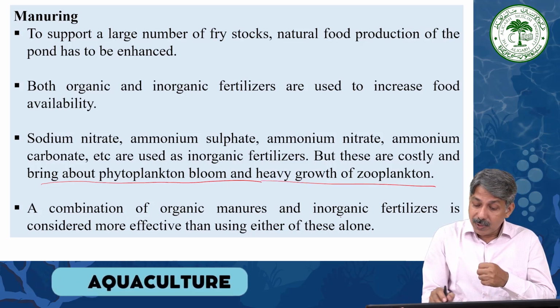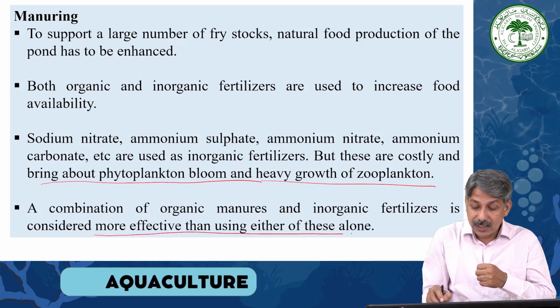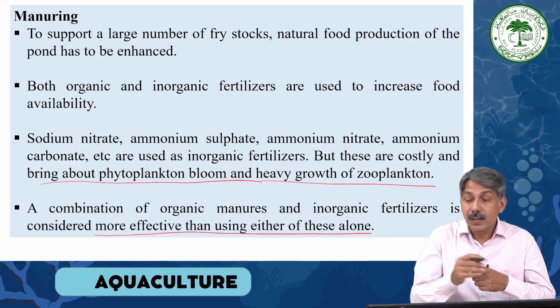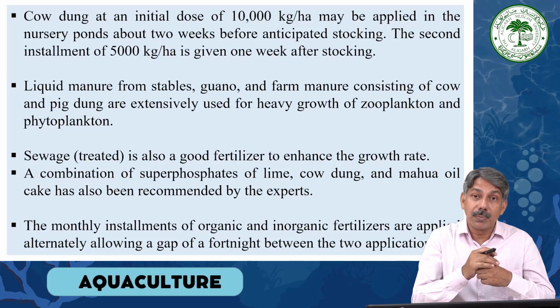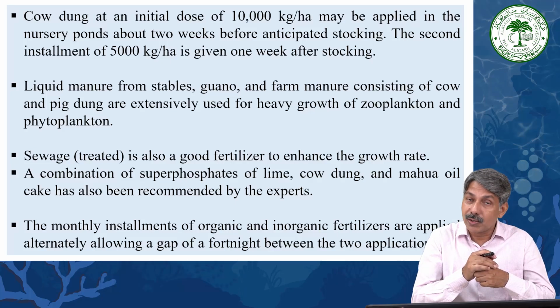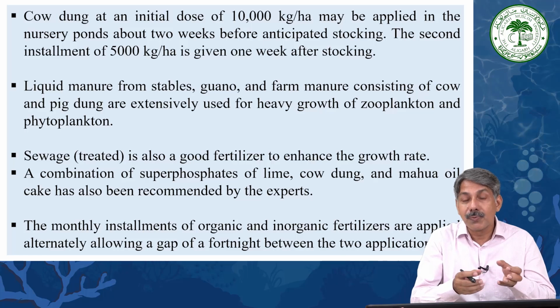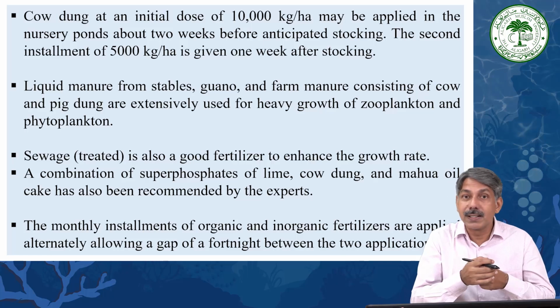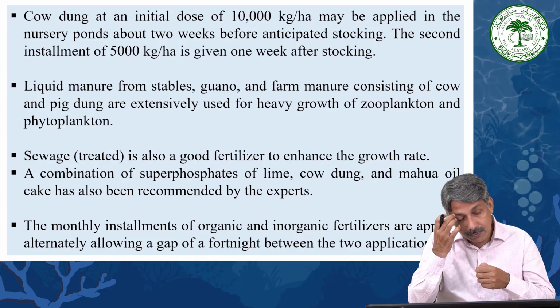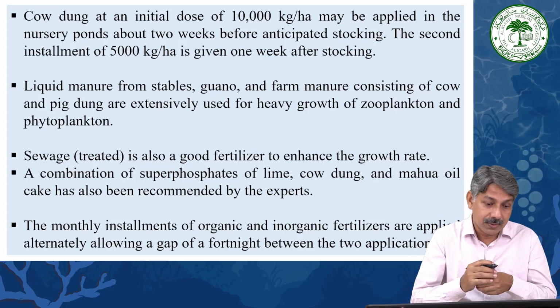A combination of organic manures and inorganic fertilizers is considered more effective than using either of them alone. It is very necessary to use them in combination in order to understand the utility of these inorganic and organic fertilizers. You will have to understand the nutrients required for photosynthetic activity. So you will have to provide the nutrients from which primary production can be increased. And when primary production is increased, then of course secondary production in terms of zooplankton will also be increased.